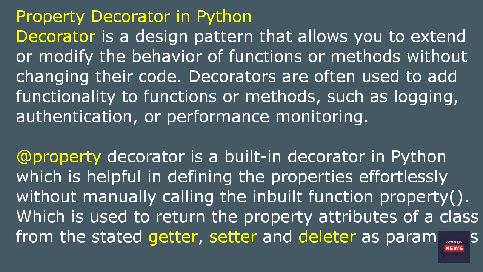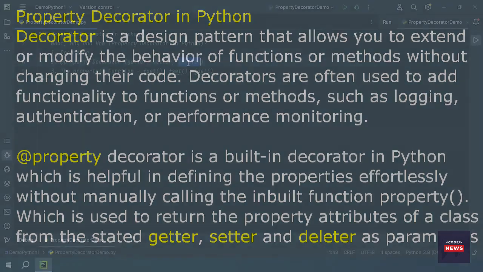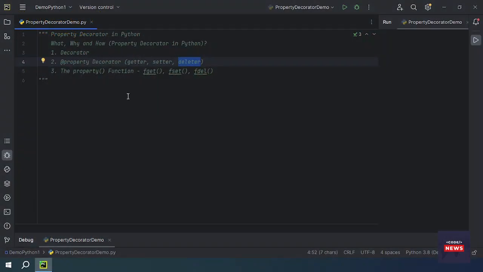Now let's see what is property decorator. Property decorator is a built-in decorator in Python which is helpful in defining the properties effortlessly without manually calling the inbuilt function property, okay, which is used to return the property attributes of a class from the stated getter, setter and deleter. Okay, this is the standard definition of property decorator.